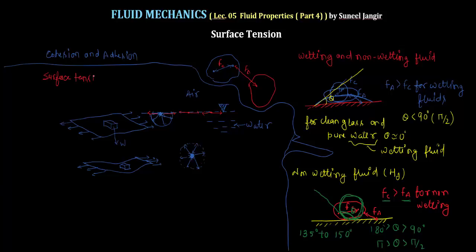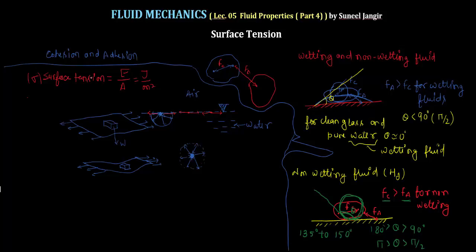Surface tension is energy over the surface area. So if I note the energy is joule, area is meter square. So this is the unit of surface tension, joule per meter square, and the notation of surface tension is by sigma.